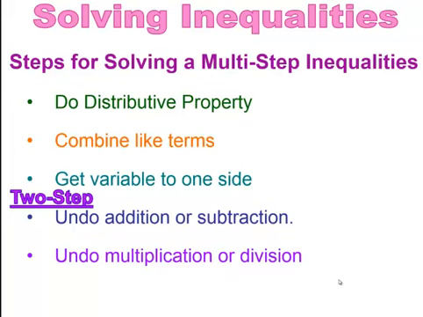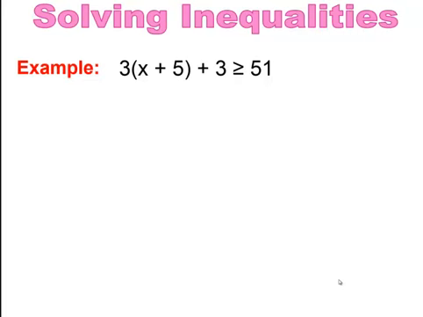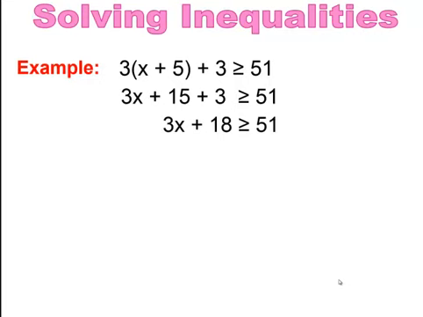So here's a multi-step inequality. The first thing I notice is I have parentheses. That means I have to do the distributive property. So always double check your distributive property. 3 times x is 3x. 3 times 5 is 15. And then I'm bringing everything else down. Now I'm going to need to combine like terms, and those like terms are that plus 15 plus 3. So I get 3x plus 18 is greater than or equal to 51.